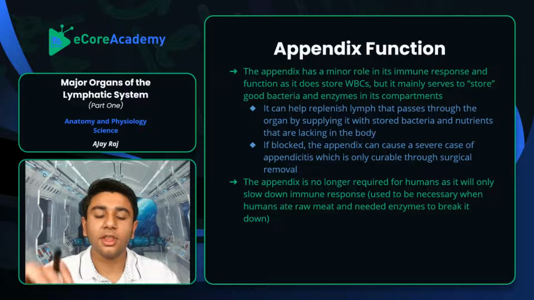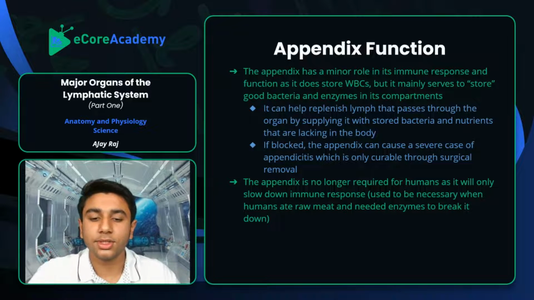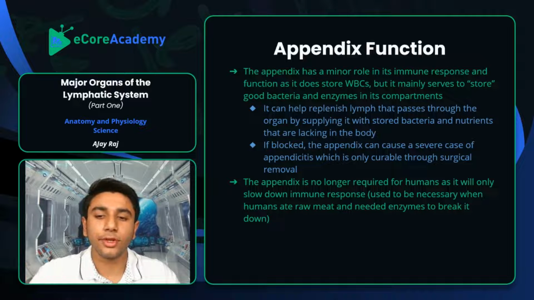So, like I said before, the appendix is no longer required for humans, as it will only slow down immune response. Essentially, when you lose your appendix, it only slows down the immune response. The appendix helps with the increase of your immune response. And this is one of the most popular theories: it used to be necessary, the appendix, when humans ate raw meat.